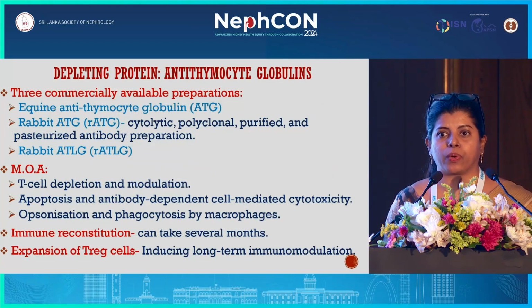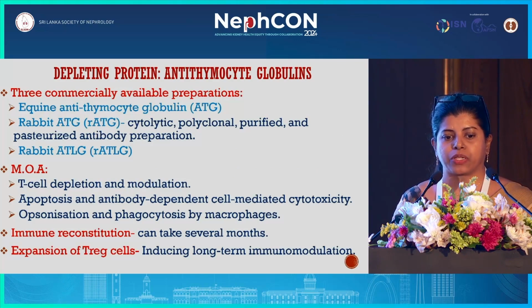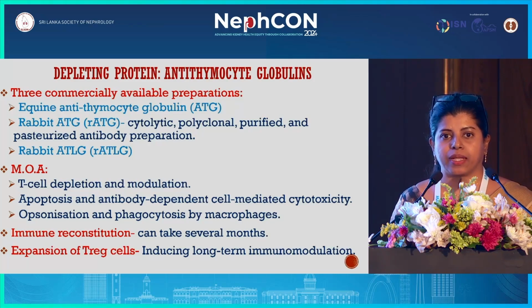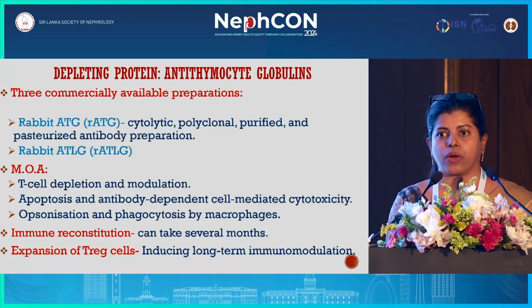Coming to depleting proteins, there are 3 commercial preparations available for anti-thymocyte globulin: equine ATG, rabbit anti-thymocyte globulin, as well as rabbit T lymphocyte globulin. The equine anti-thymocyte globulin has gone out of favor because of its inferior efficacy compared to the rabbit preparations.